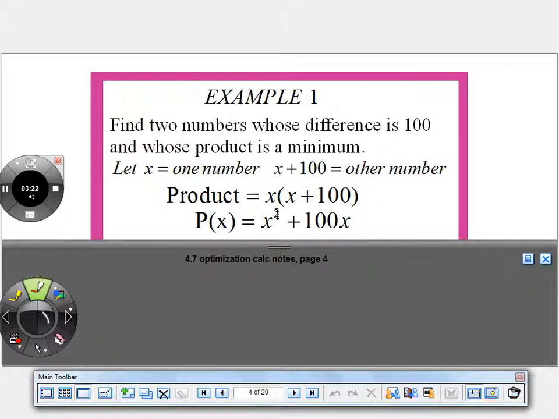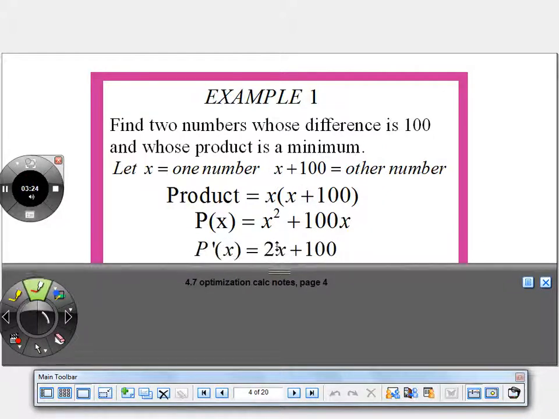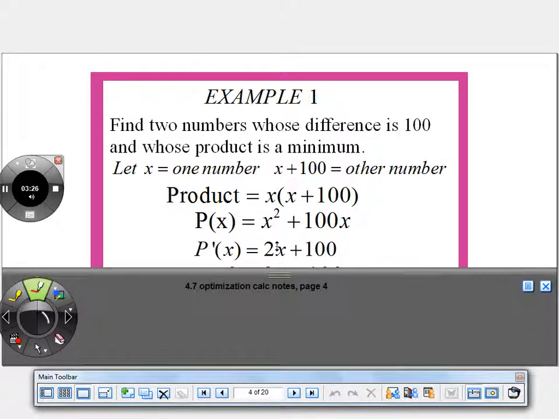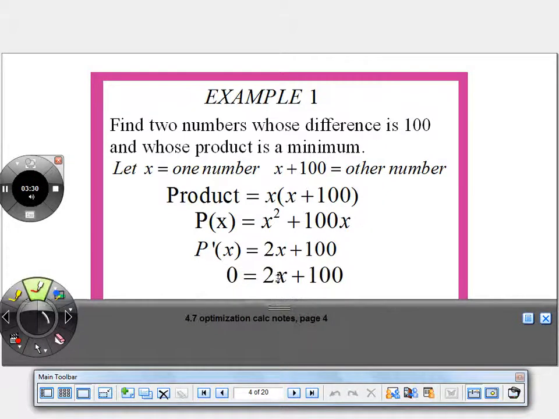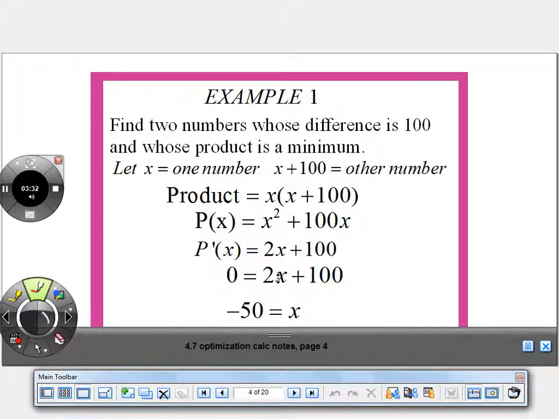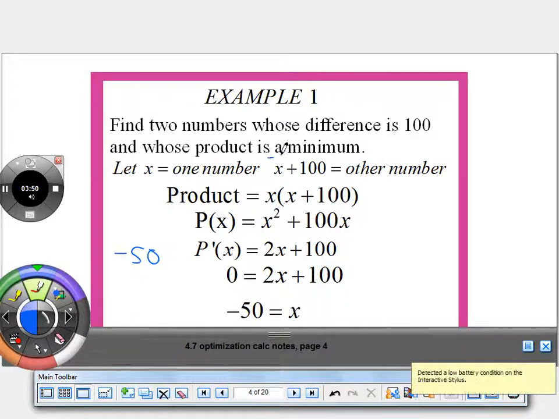So we find the critical numbers, which are found by finding the first derivative. So 2x plus 100, and then we just set that equal to 0, and we find our critical number is negative 50. And it turns out this function has a minimum whenever one of the numbers is negative 50. And if one of the numbers is negative 50, then of course the other number is negative 50 plus 100.